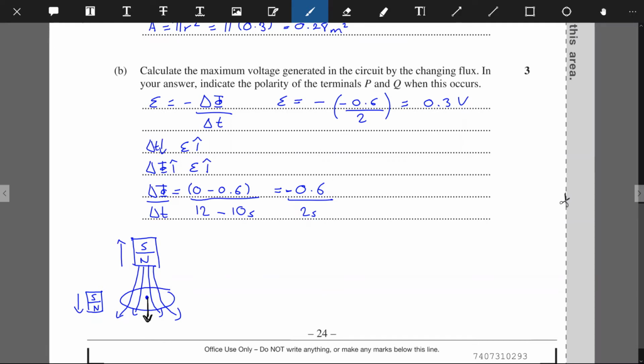Okay, so we've got a magnetic field like that. And we have a current that's induced in the coil that looks like this. So that's going clockwise. Cool. Now, we now know that our current in the coil is going clockwise, but we need to know the polarity of the terminals, P and Q, when this occurs.